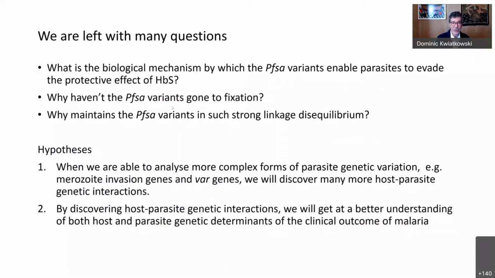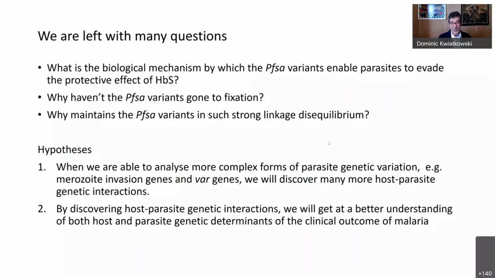What's the biological function by which these PFSA variants enable parasites to evade the protective effect of HbS? What maintains these variants in strong linkage disequilibrium when all of the other loci in the same parasites, in the same genome, have very weak linkage disequilibrium? And another question is, why haven't these variants that we're seeing gone to fixation? In other words, why aren't they seen in all parasites? If it allows the parasite to evade sickle, why don't all parasites carry these particular variants?